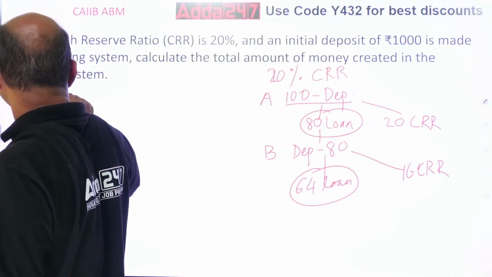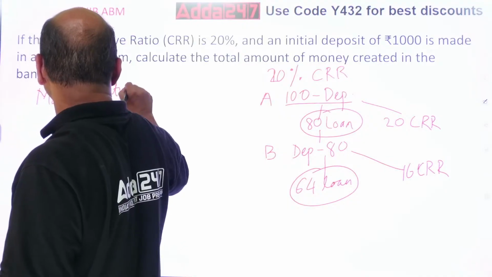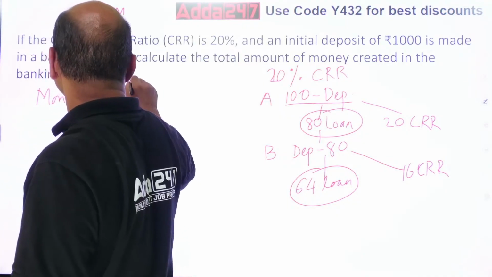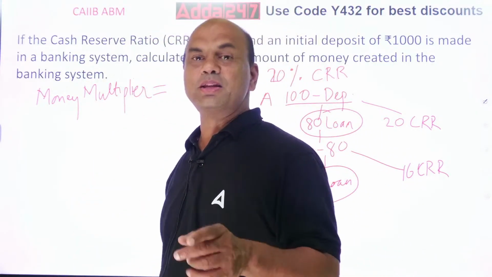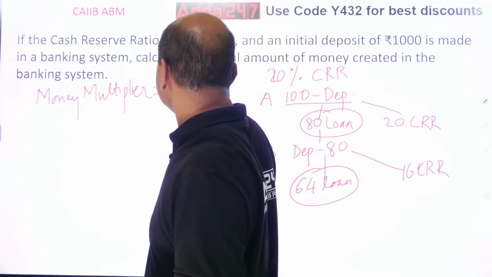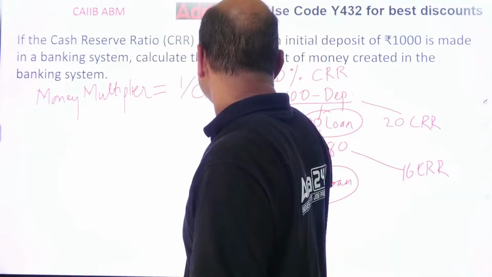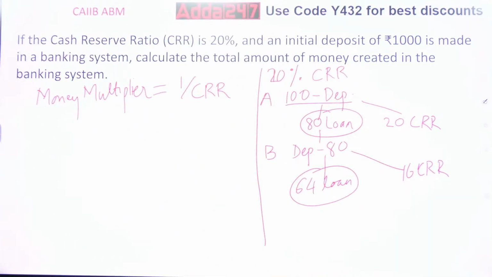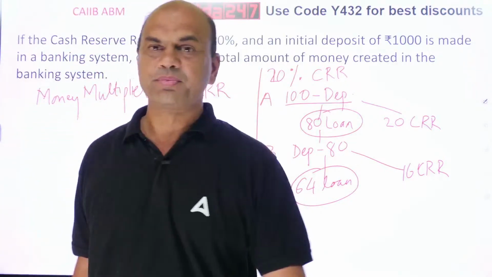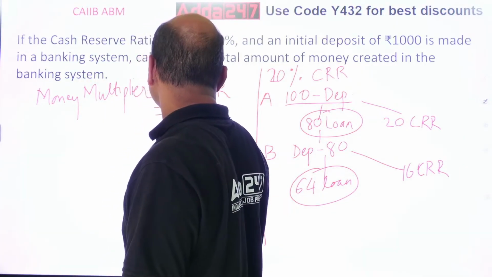Money multiplier. This term is very important for you in BFM also, in ABM also. Remember this now. Money multiplier equals 1 upon CRR. What is the CRR given now? 20%, so 0.2. So money multiplier equals 1 upon 0.2.